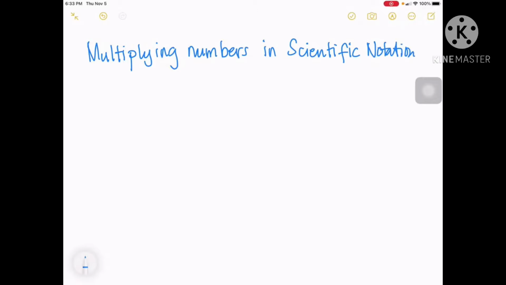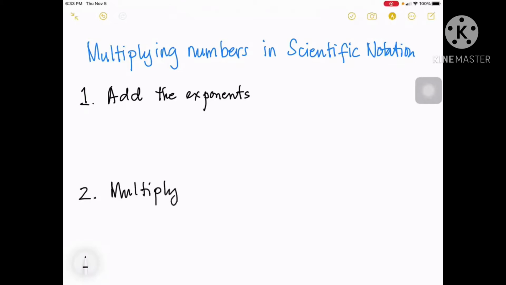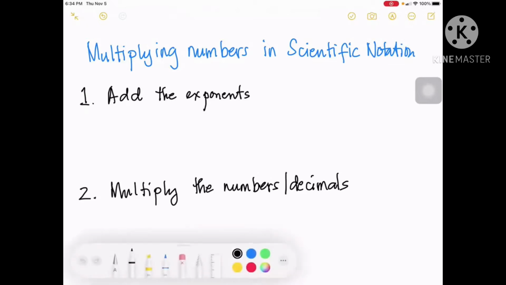So I will just give you two steps on how to multiply numbers in scientific notation. The first one is to add the exponents. And the second one is, of course, to multiply the numbers, or the decimals. Okay, so first, let us have an example.